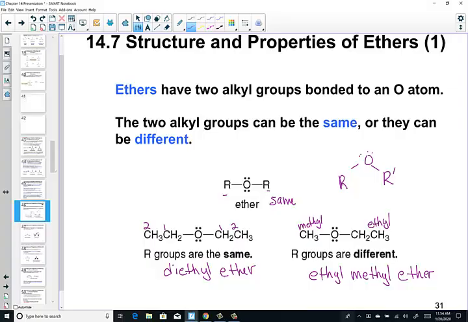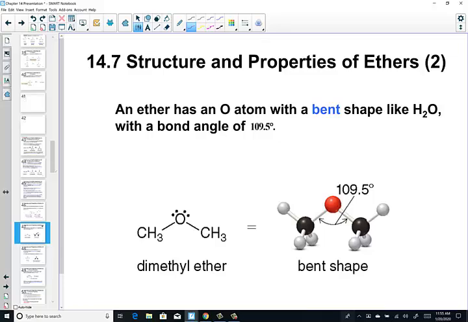Now, we're going to learn IUPAC names as well, but these are simple enough to just use common names by recognizing what type of alkyl branch is contained on either side of the oxygen linkage. So ethers. Ethers have a bent molecular geometry, just as the water molecule does.